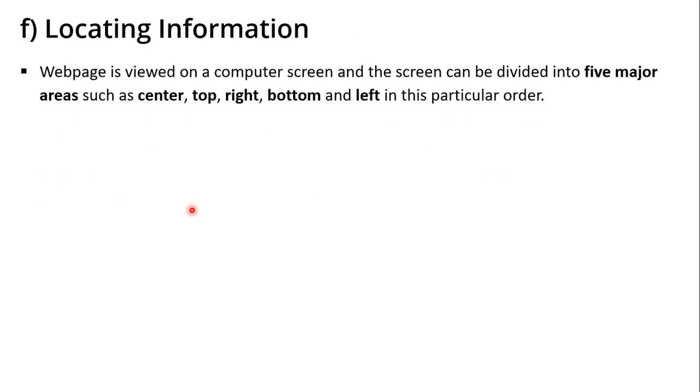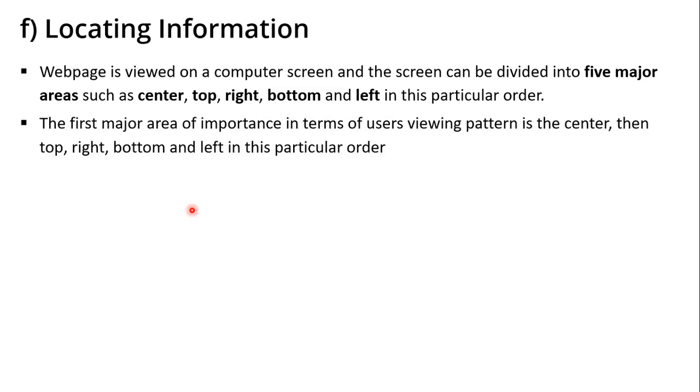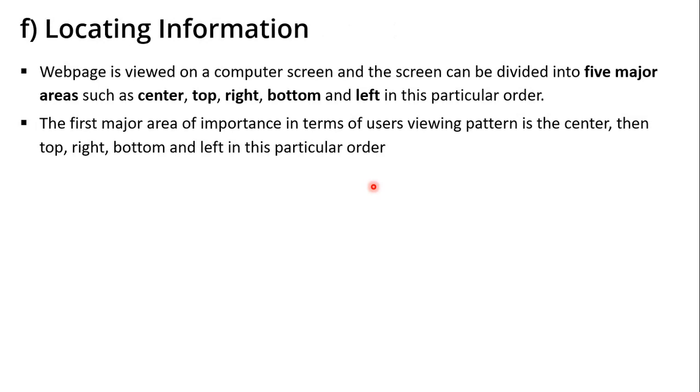Okay, next is locating information. A web page is viewed on a computer screen and the screen can be divided into 5 major areas such as center, top, right, bottom and left. Okay, so the first major area of importance in terms of user viewing pattern is the center. So the most important information you must put in the center, then top, right, bottom and left in that particular order. So you have to make it like this.